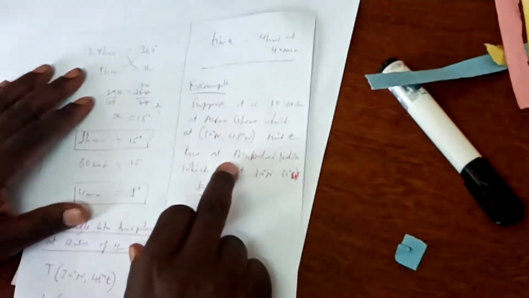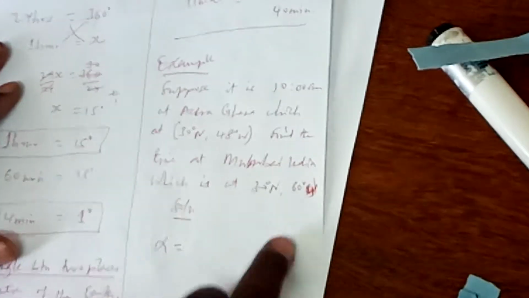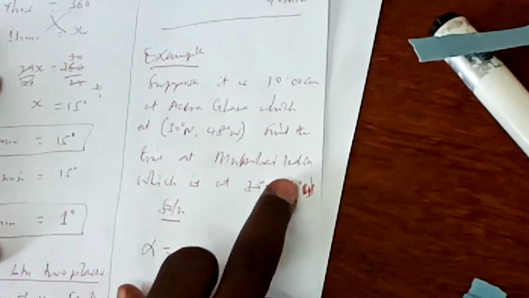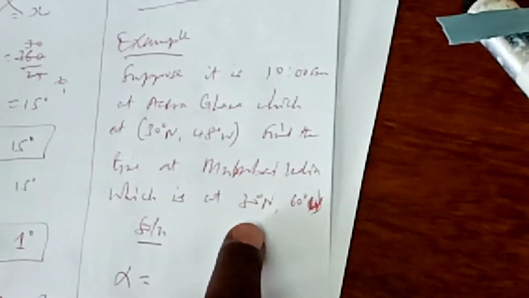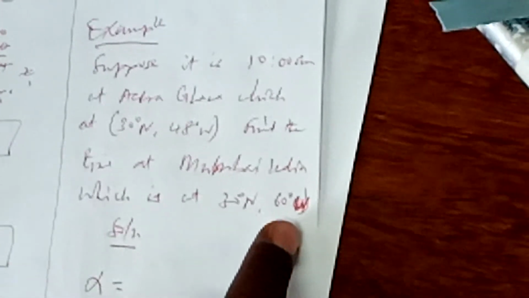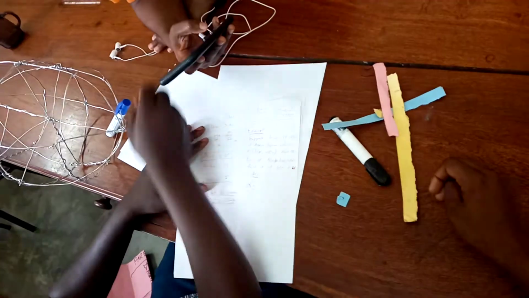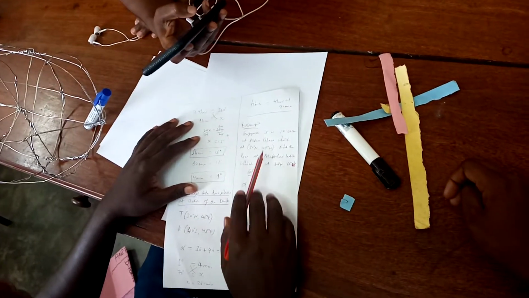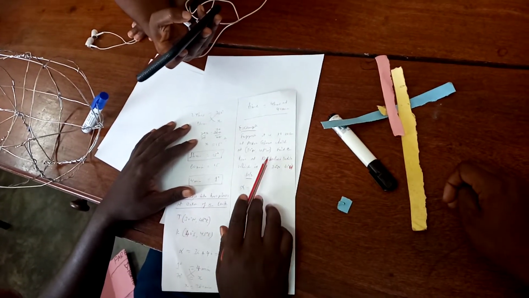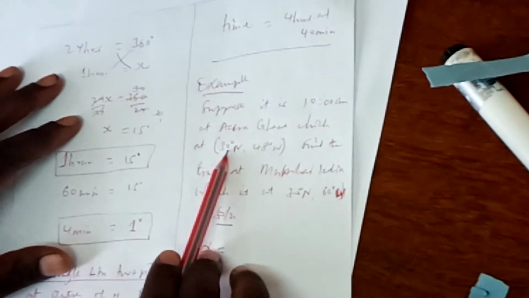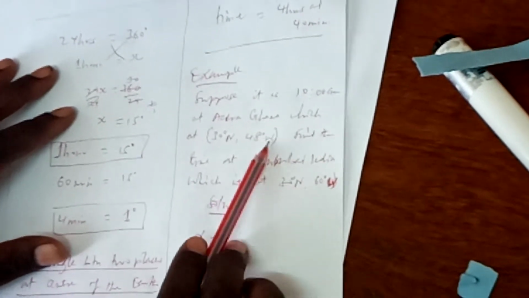Look at this example. Suppose it is 10 a.m. at Accra, Ghana, which is 30 degrees north, 48 degrees west. Find the time at Mumbai, India, which is at 30 degrees north and 60 degrees west. So I will give you some time to find the angle, okay? Now, do we add or do we minus? You see, they are of the same position. 30, 30, but this is west, west.